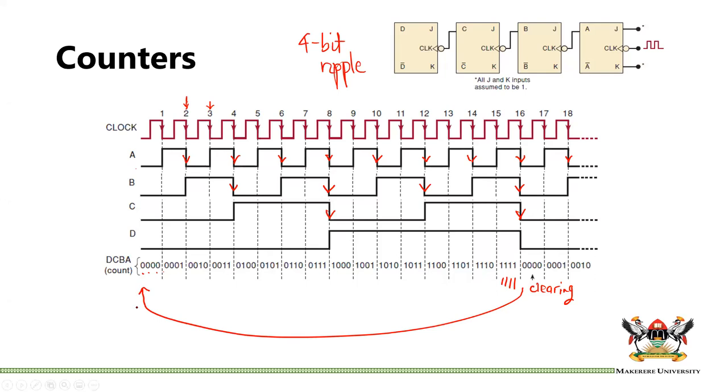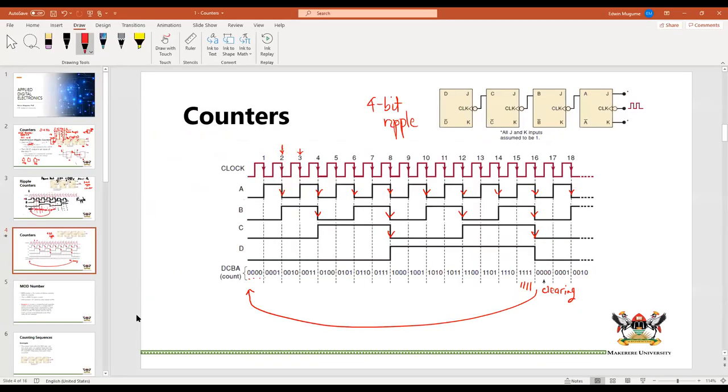And so if you keep applying the right clock pulses, then the counter is going to count from zero to the maximum and go back to where it started. Okay, I think that is probably enough recap. If you have any questions, now is a good time to ask.